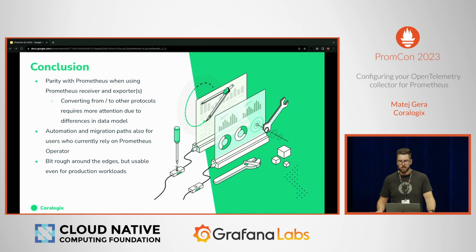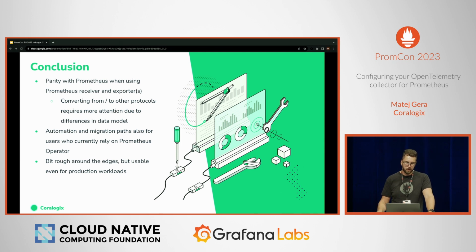As we've seen, it's not super complicated if you want to go from Prometheus and use the Prometheus receiver and Prometheus exporter. If you make just the direct line between Prometheus receiver and exporter, you should end up with a similar experience as you would with, for example, Prometheus agent. As we mentioned, converting between protocols requires more attention because there are differences in data models that can also affect how your metrics will end up on the other side of the pipeline.